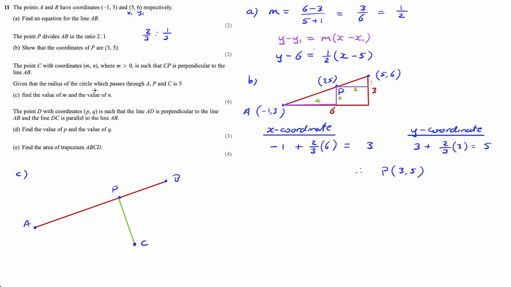Okay, given that the radius of the circle which passes through A, P, and C is 5, find the value of m and n. Okay, so, right, let me just show you what's happening, guys. Again, it's always worth drawing something here. So if we go through this, there's a circle that's going to go through this point, and this point.